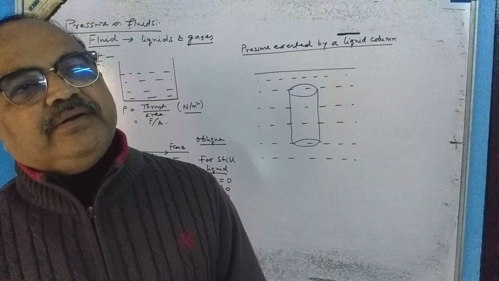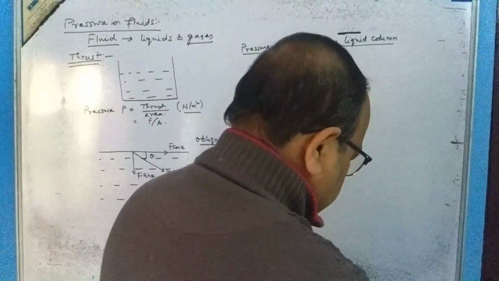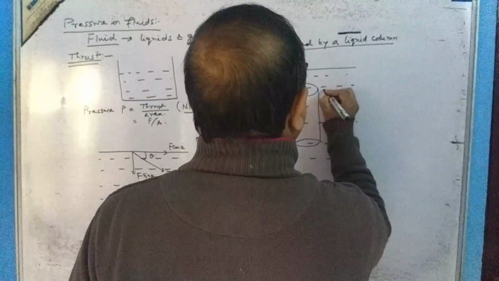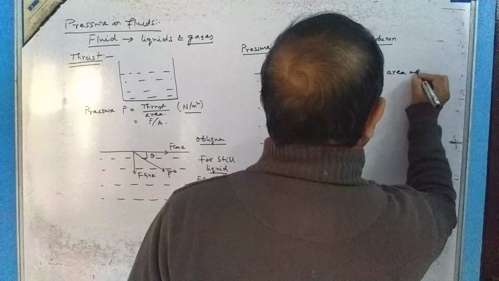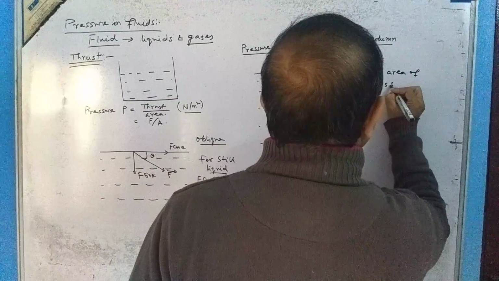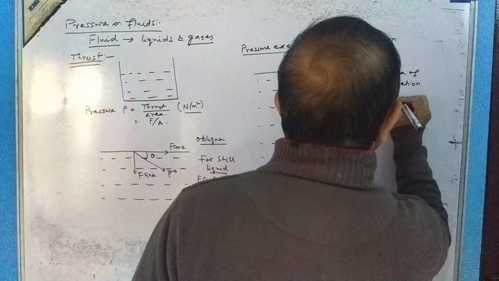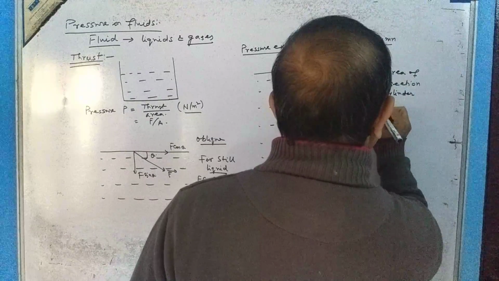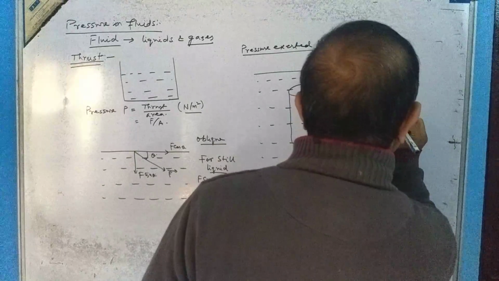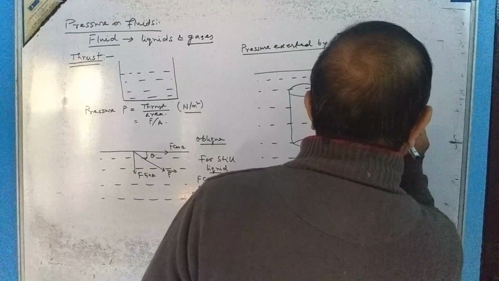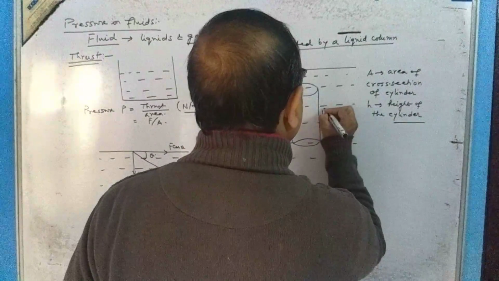In this imaginary cylinder the liquid is filled up. Let us say that capital A is the area of cross section of the cylinder, and H is the height. It is the height of the cylinder. I hope you are agreed. Height of the cylinder, that means what is this? This is the height.